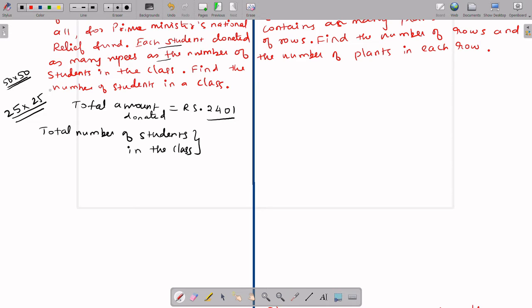So look at this. What is the meaning of this question? You have to find the square root of this amount. When you find the square root of this amount, you get the number of students in the class. That is the meaning of this question. So we try to find the square root. How will you find the square root? You have to go for the long division.